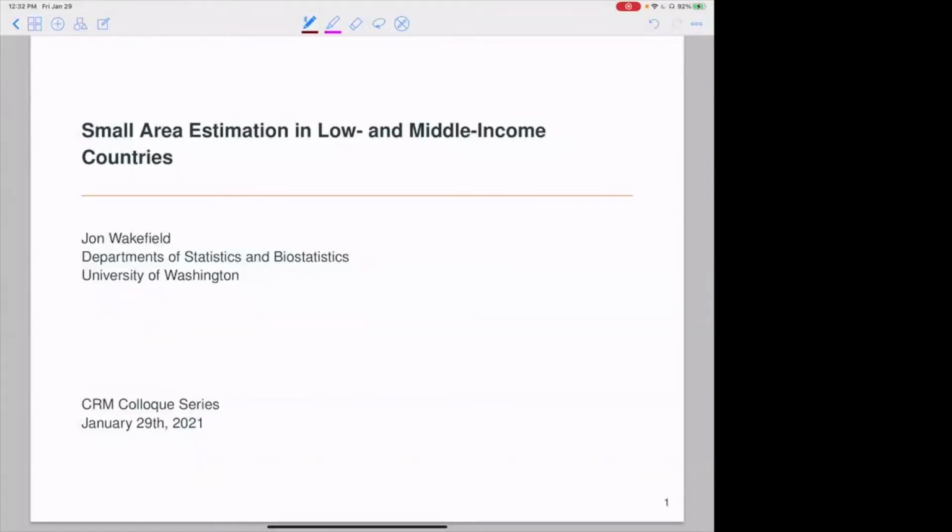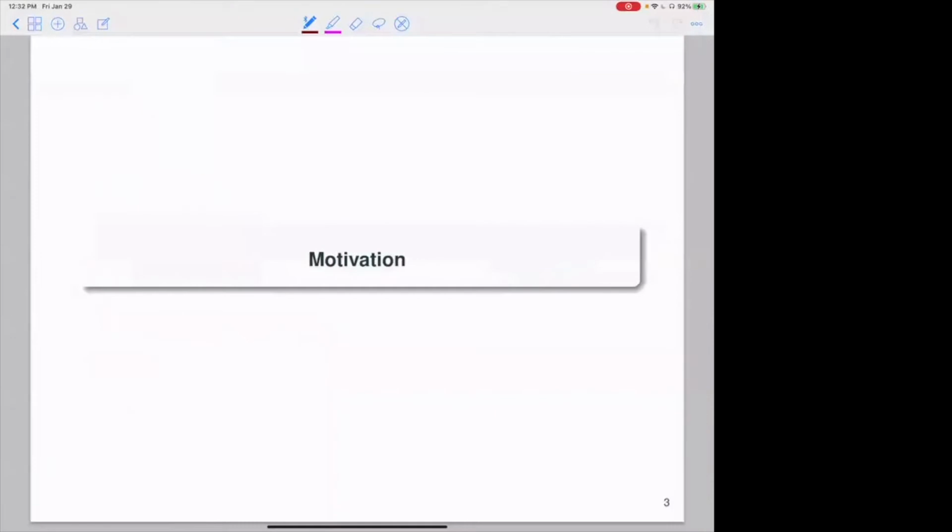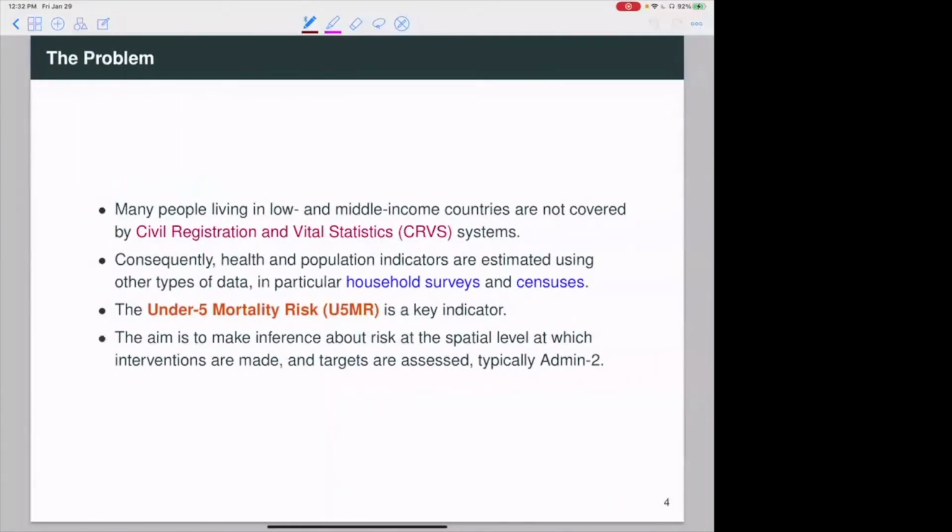This is work that I've been doing for probably 12 years now. I started looking into small area estimation in Washington State, but for the last 7 years I've been doing it more internationally. This is the outline: I'm going to talk a bit about small area models generically, then about child mortality, which is going to be the focus of the talk, and then about the specific models we've been using to estimate child mortality at subnational levels.